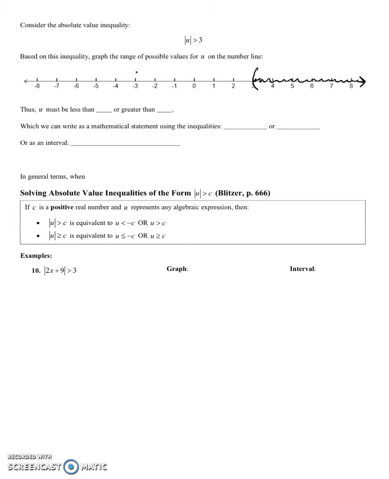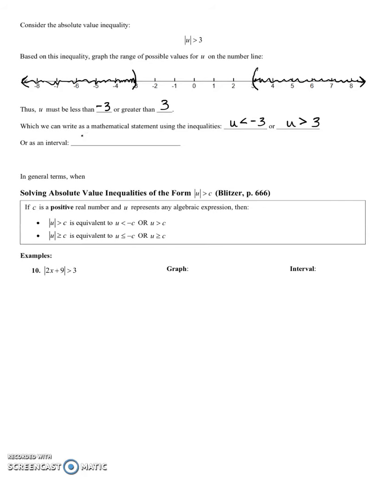If we go to the negative side, once we get to -3, we're 3 away from 0. -4 is more than 3 away from 0, so we shade also everything out to the left from -3. So u must be less than -3 or greater than +3. So this one we can write using two inequalities of u less than -3 or u greater than 3.